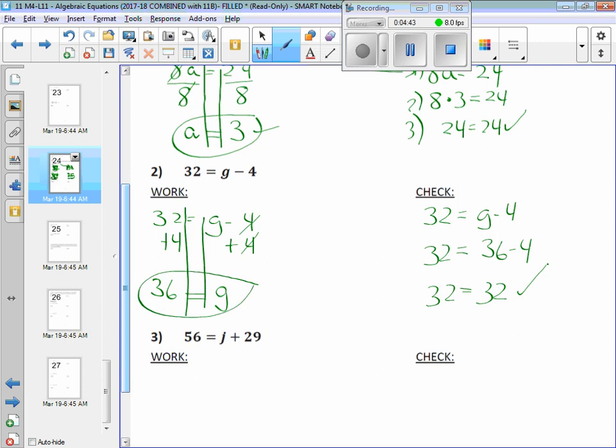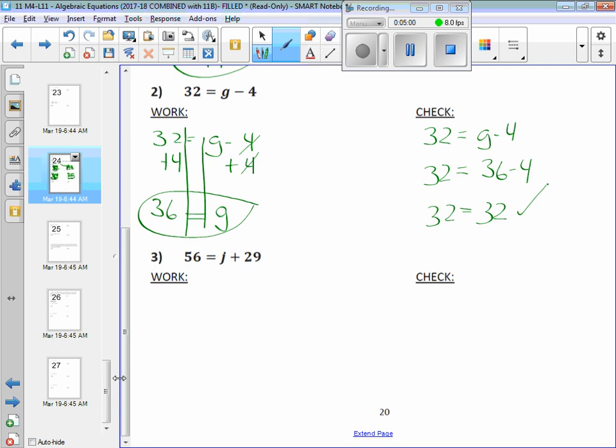And keep in mind, too, our answer is 36. If this was a word problem, they ask you how many feet or how many inches or how many bags or how many shirts, the answer is not 32. The answer is 36. The check just proves it.